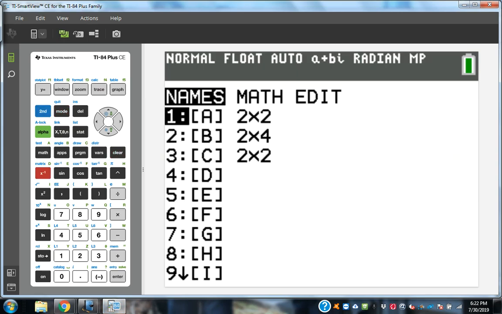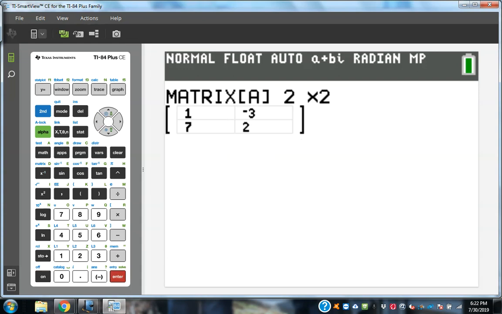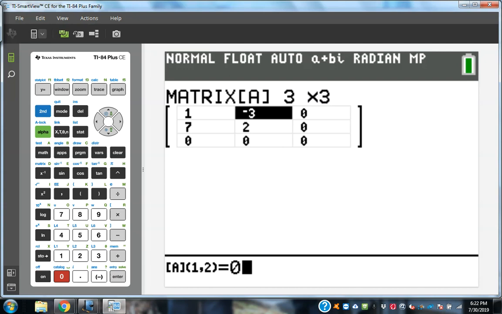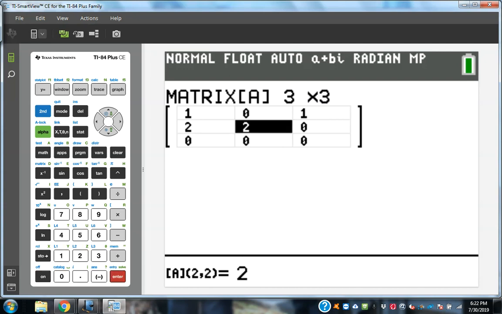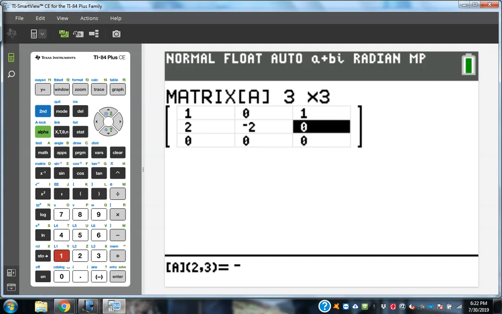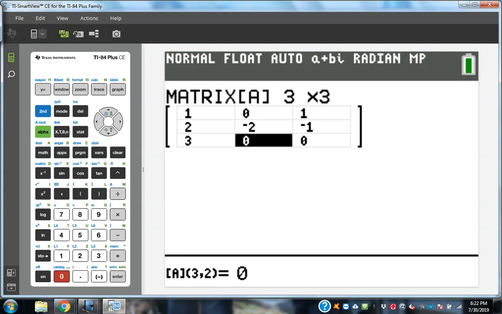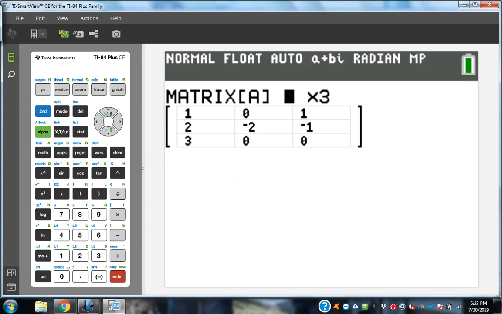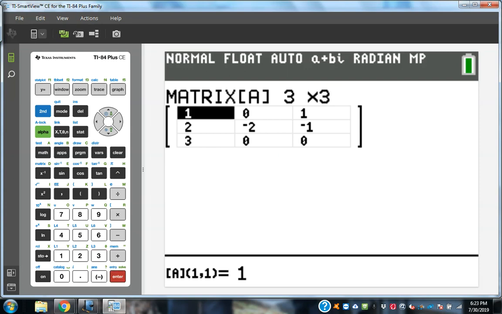So second matrix, I'm going to go over to edit, and I have a 3 by 3. And I'm putting in the numbers from example A. So 1, 0, 1, 2, negative 2, negative 1, 3, 0, 0. Okay. Give you a chance to get that put in. So go into matrix, over to edit, and I'm just using matrix A again. It's a 3 by 3. And then I'm putting in the numbers from that matrix that we're using for example A.